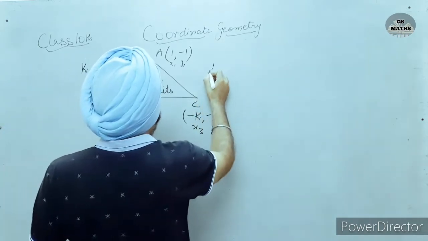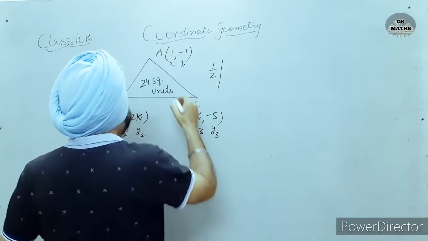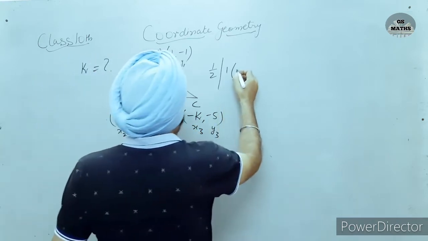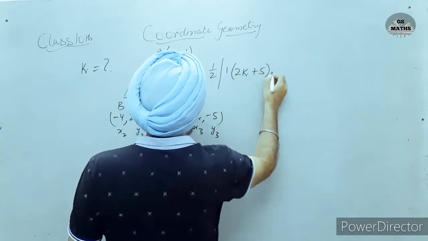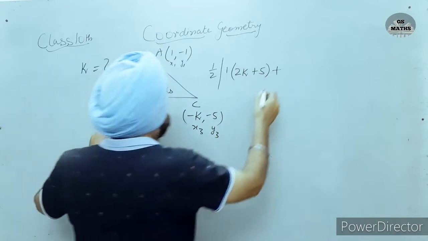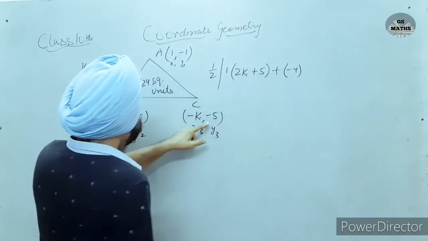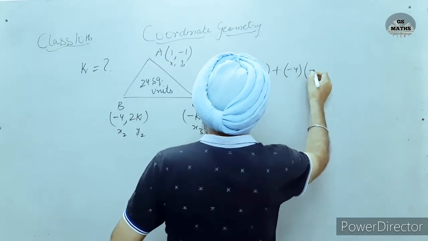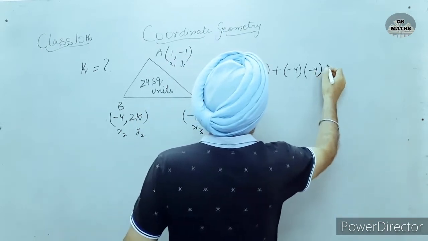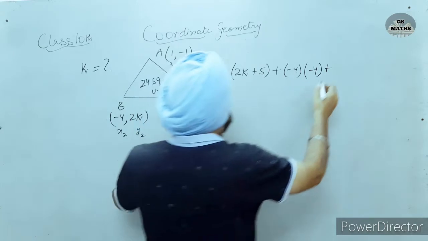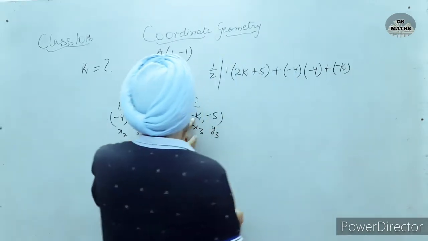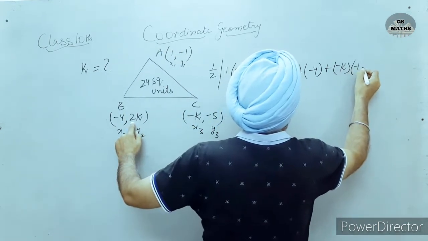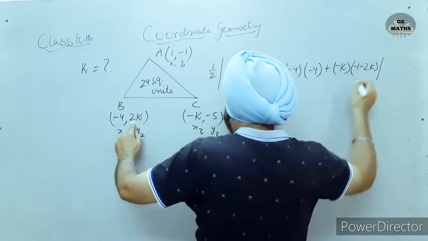Now again applying the same formula, half times the area of this triangle: half times x1, y2, 2k plus 5, plus x2, which is minus 4, then y3 minus this, that is minus 5 plus 1, minus 4, plus minus k, then minus 1 minus 2k, minus 1 minus 2k, right?